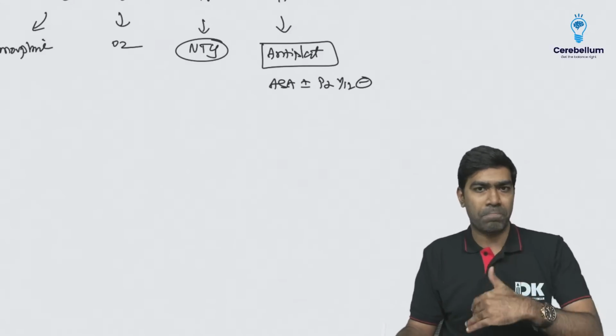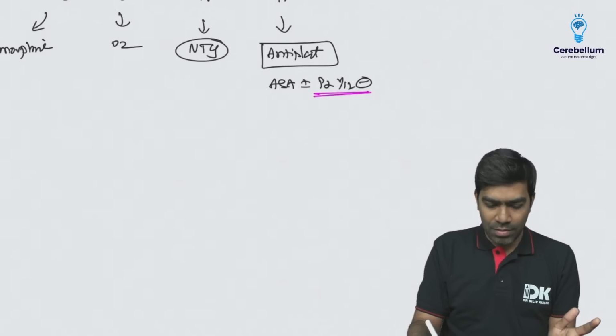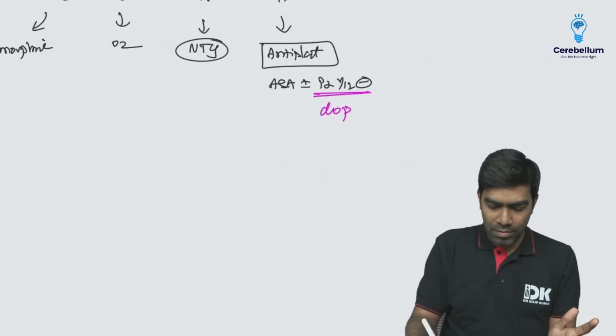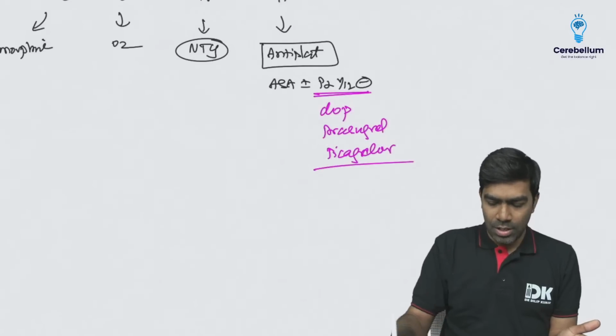That's why I'm not telling it right now. So what are the three P2Y12 inhibitors that we have? We have clopidogrel, prasugrel, and ticagrelor. The choice will depend on so many things. I'm not going to discuss that right now because we don't have time as of now.